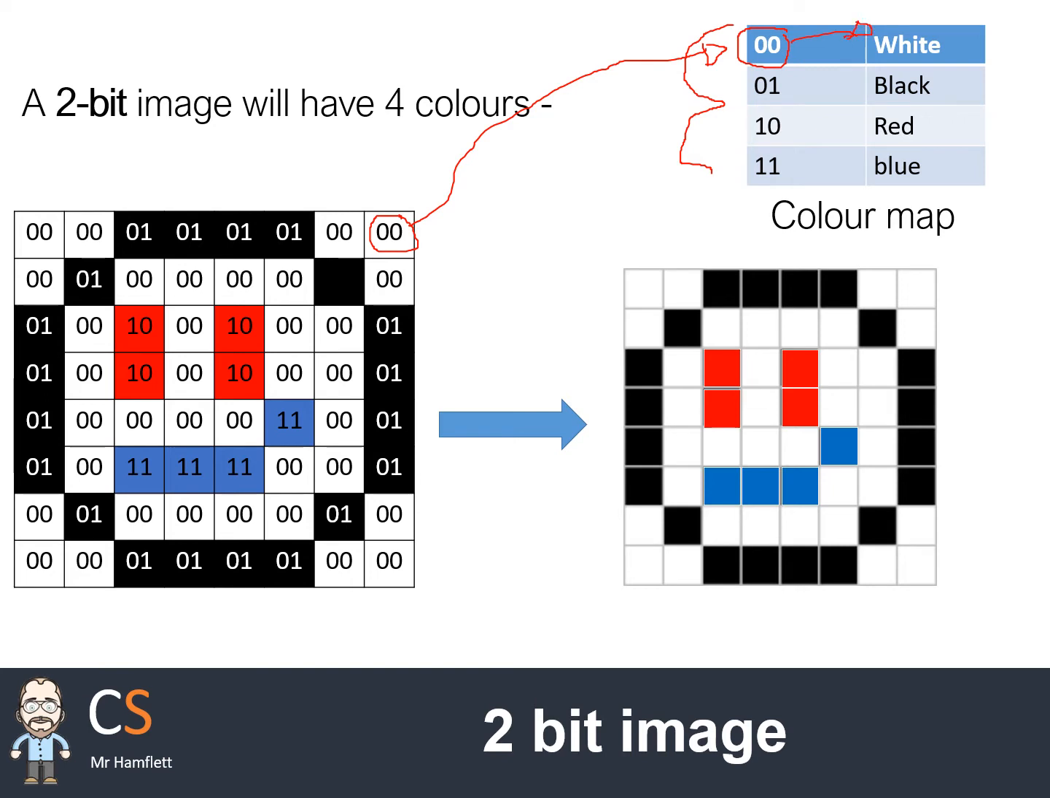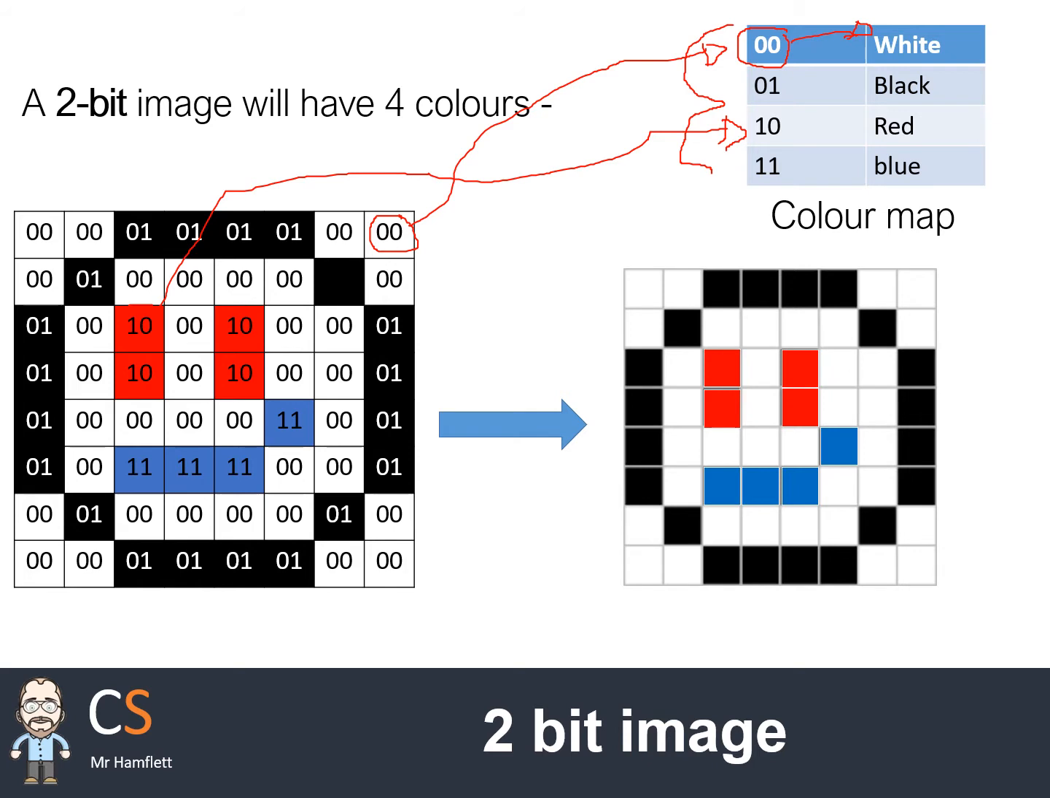So in this example, 0, 0 is white. However, we could easily change that color map to be any color we want to. So we can have 0, 0 as maybe pink or purple or any color you want to. In this example, I've got 1, 0 representing red in my color map.